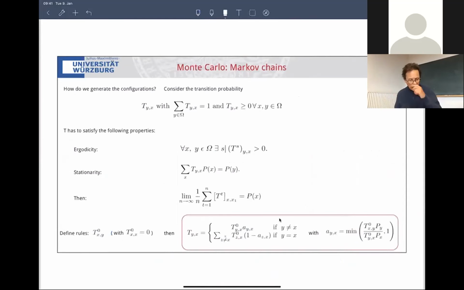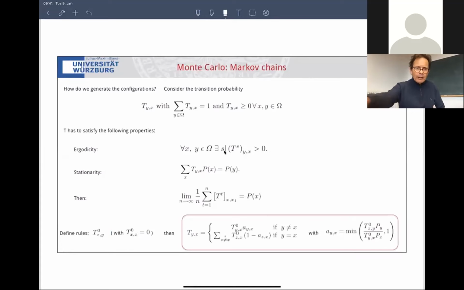So how do you go about generating this series of configurations? Well, we need some type of transition probability, T of x to y. I read this as the probability of going from configuration x to configuration y. This is a matrix which has to be normalized to unity, which means that if I am in configuration x, the probability of going to any other configuration y is 1. It's again a probability distribution, so all the elements of this matrix have to be bigger than 0.